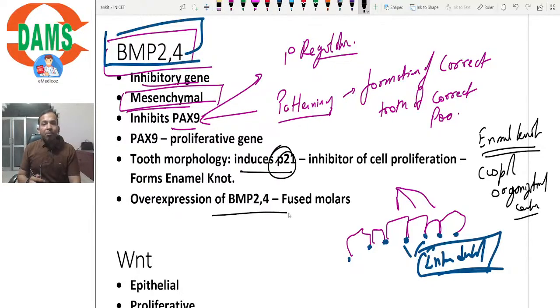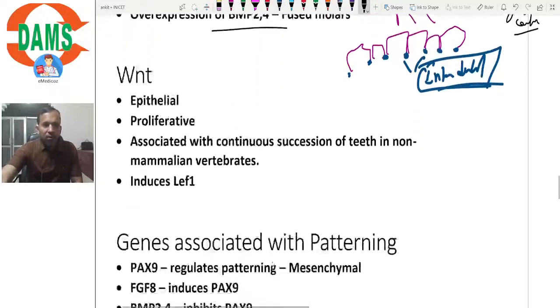Overexpression of BMP2 and 4, what will happen? It will lead to formation of fused molars, right? It can also lead to a condition known as hypodontia, oligodontia or anodontia. BMP का और भी रोल्स है जो हम आगे पढ़ेंगे, ठीक है? It also helps in teeth formation, specific teeth formation.